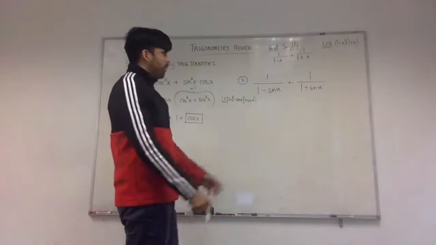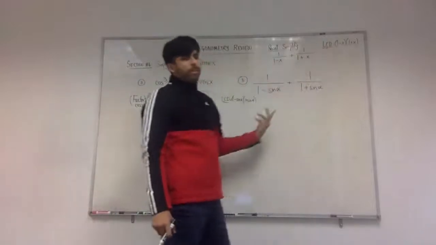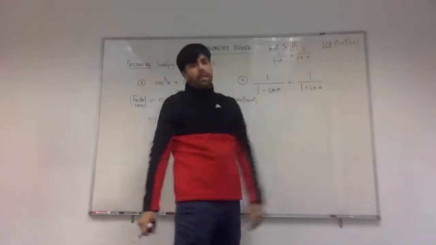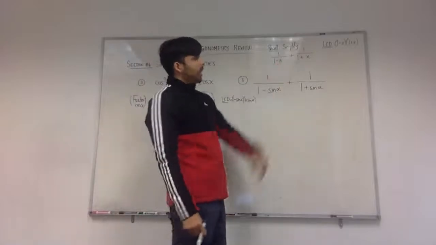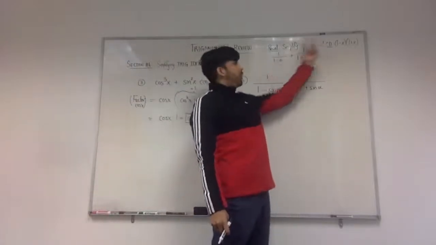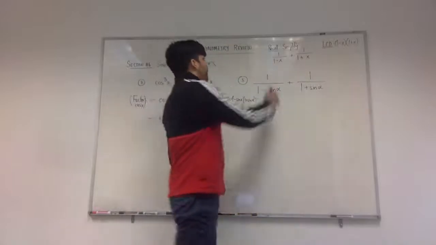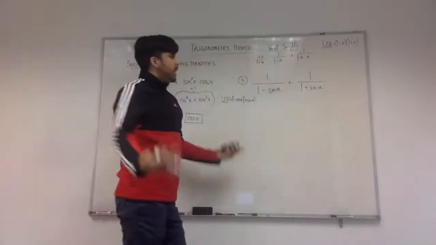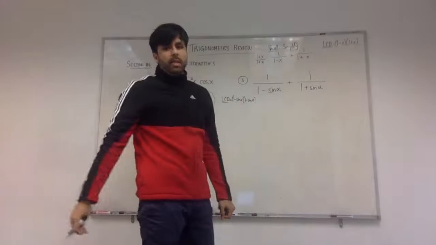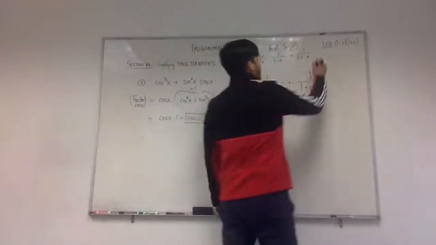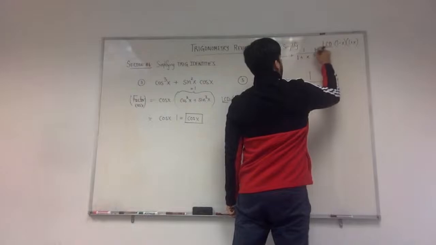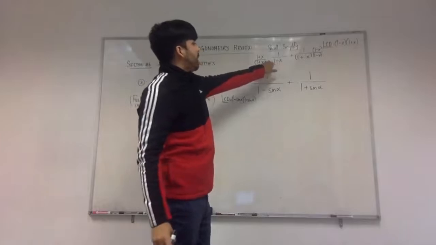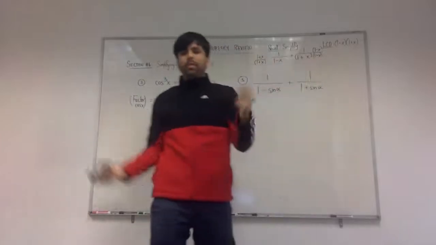Well, what's the idea? After you find the LCD, what do you do? To each fraction, you multiply by its corresponding factor to make it the LCD. So, for example, in this case, 1 minus x. If I want to make the 1 minus x denominator into 1 minus x times 1 plus x, I need to multiply the top and bottom by 1 plus x. And the same goes for the 1 plus x. How do I make that into the same denominator as 1 minus x times 1 plus x? I multiply the top and bottom by 1 minus x. Now, I can multiply these fractions across, and the result will be two fractions with the same denominator.